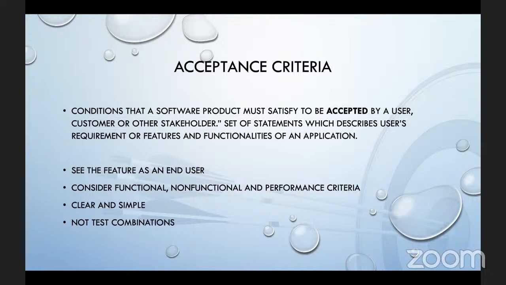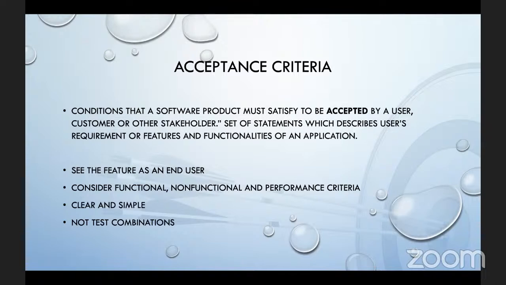So acceptance criteria are conditions that a software product must satisfy to be accepted by the user, so the customer or the stakeholder. It's the set of statements which describe the user's requirement or features and functionalities of an application. So you list all those things in there. You see the feature as an end user. So as you list the acceptance criteria, you see the feature as an end user.